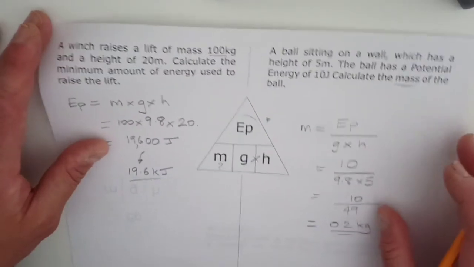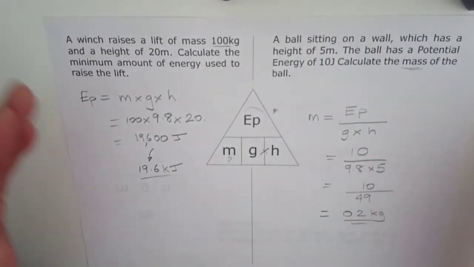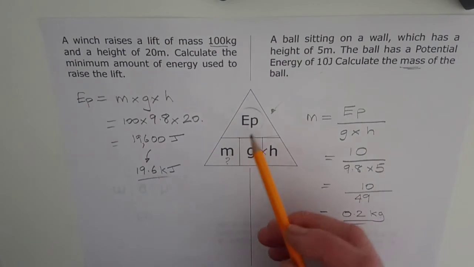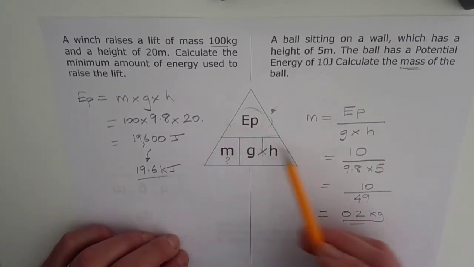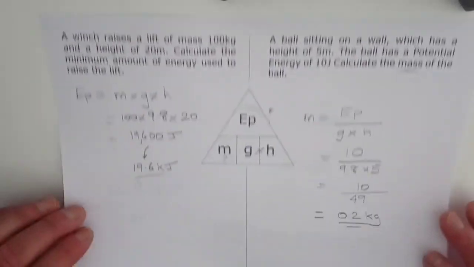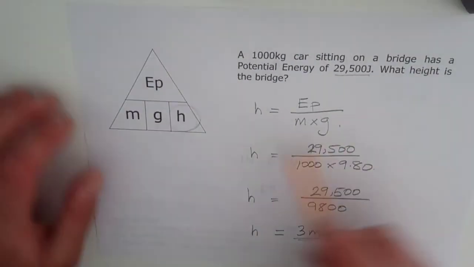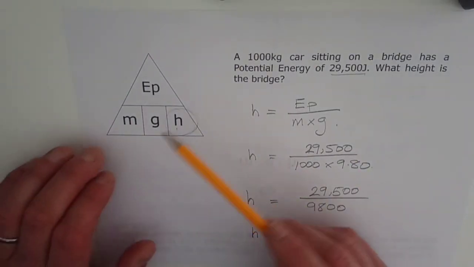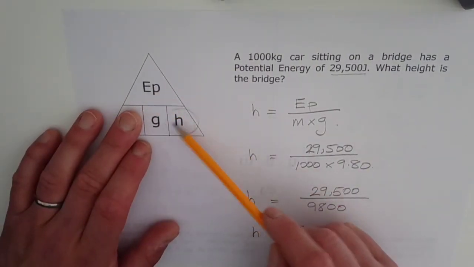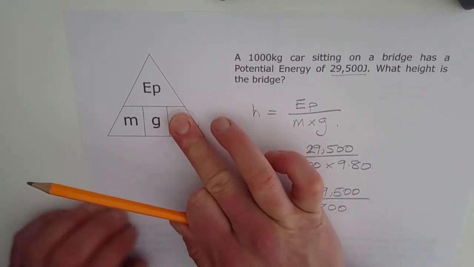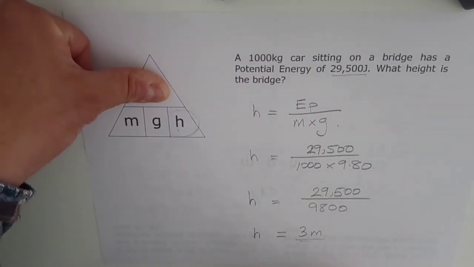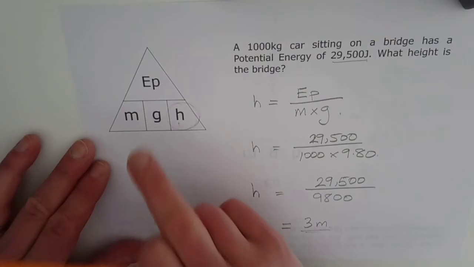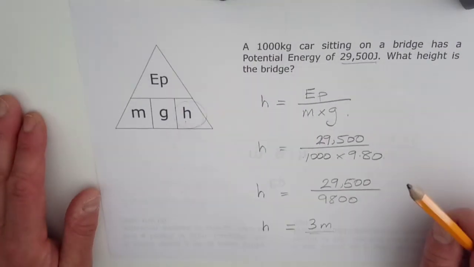Okay, so that's how to work out in three different ways the potential energy of something, how to work out the mass of something, and let's swap this over, how to work out the height of something. And that's how you do it, by covering up what you want to know and looking to see what's left. Alright, as simple as that. You don't need to worry about gravity because that's always constant, 9.8.